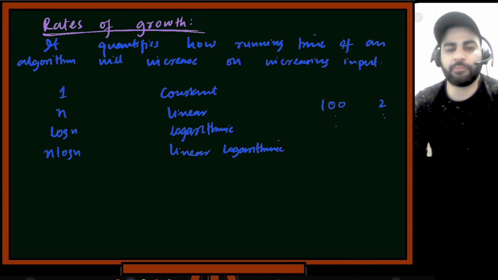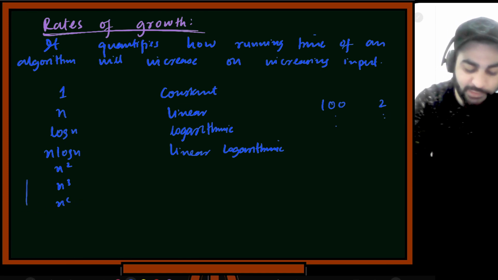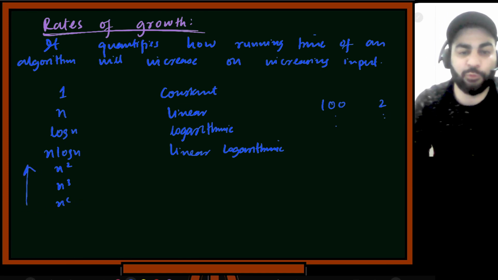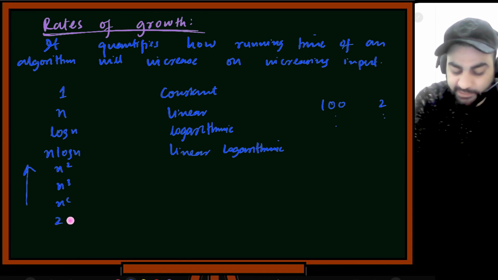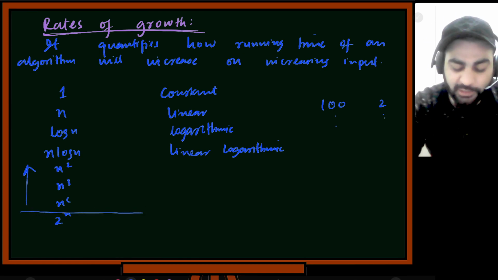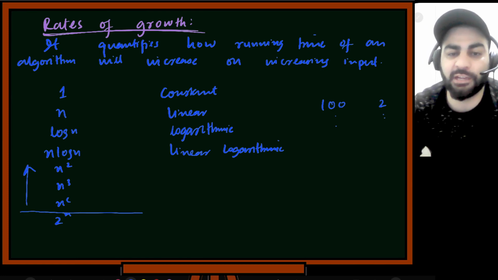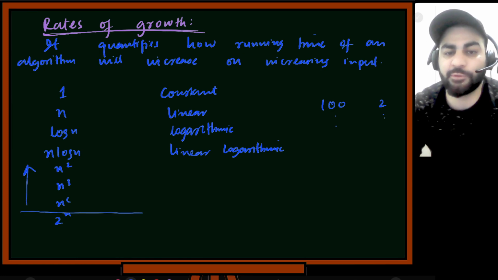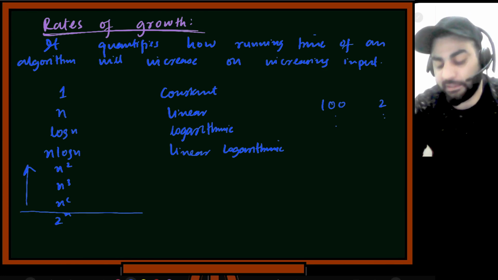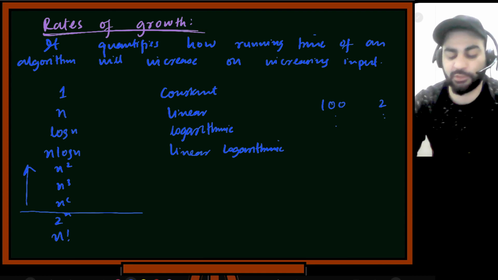Then we have quadratic, which is n square, then cubic. All of this is basically polynomial. Then we have exponential. Until here we are okay: if our algorithm performs in polynomial time, we are good. But after this, we have exponential time algorithms, and sometimes algorithms which take even factorial time, for example n factorial. This is way worse. So this is the rate of growth.